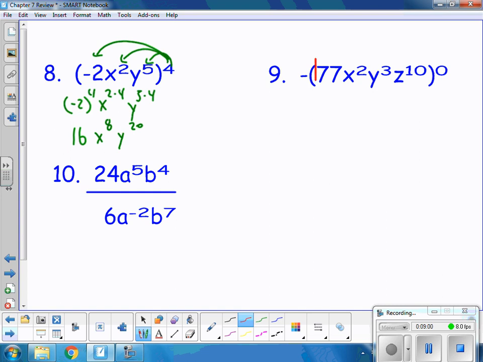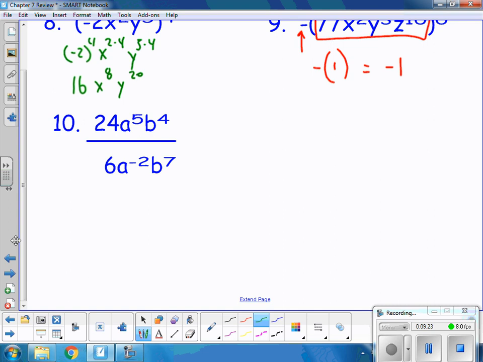Now this guy's interesting because it's all of this to the 0 power, and anything to the 0 power ends up being 1. I'm going to pay attention to my negative out here, so it's negative 1, negative times 1, which ends up giving me negative 1. So be careful on that 0.